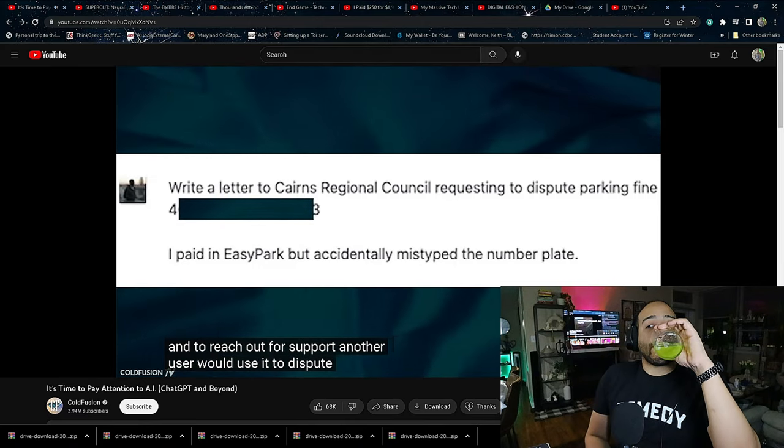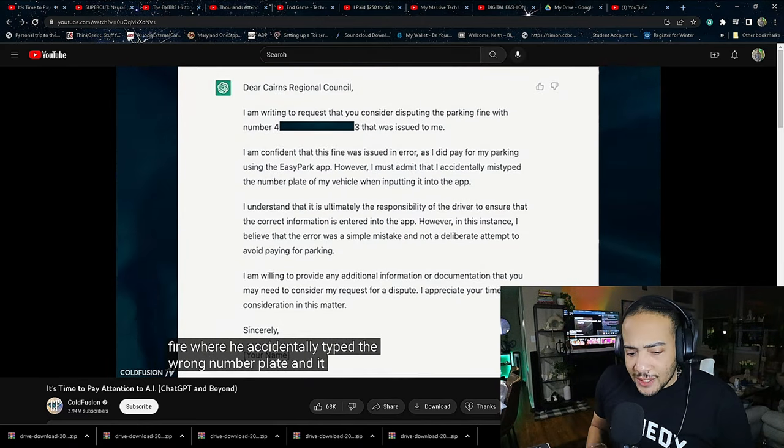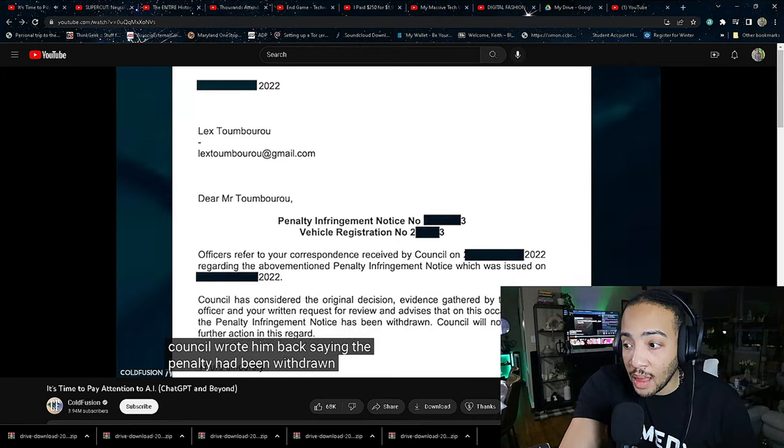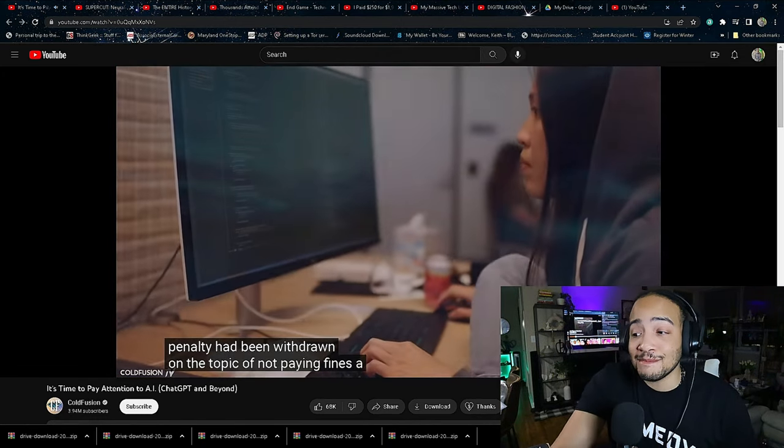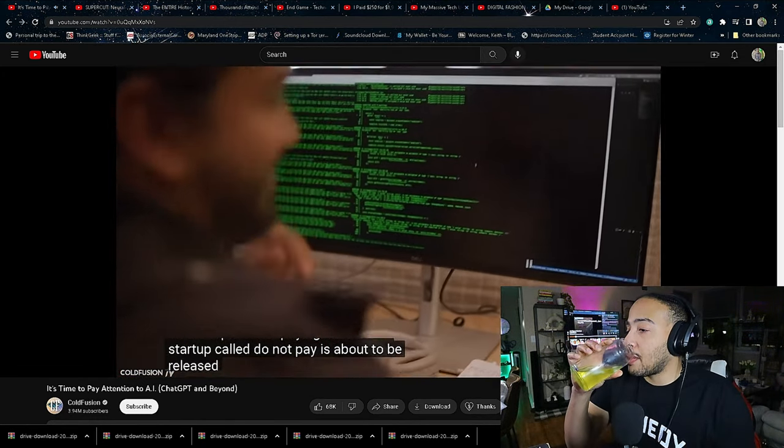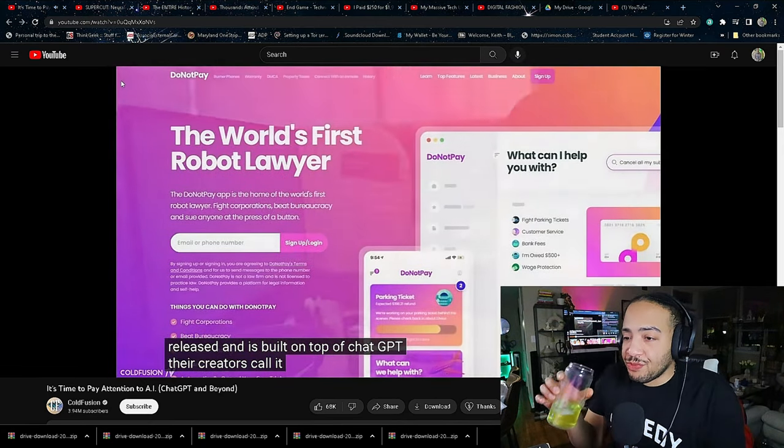Another user would use it to dispute a parking fine where he accidentally typed the wrong number plate, and it worked. The council wrote him back saying the penalty had been withdrawn. On the topic of not paying fines, a new startup called Do Not Pay is about to be released, and it's built on top of ChatGPT. Their creators call it the world's first robot lawyer.